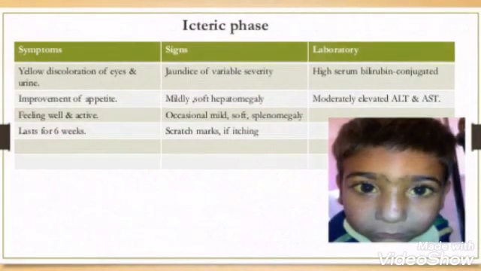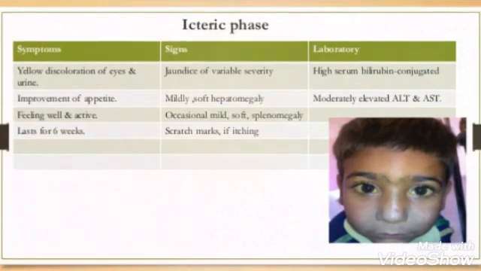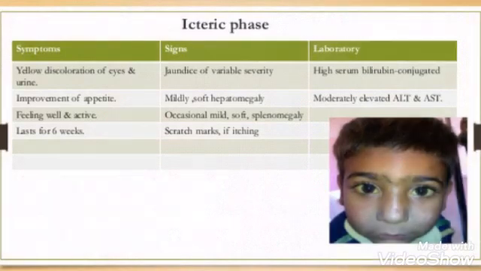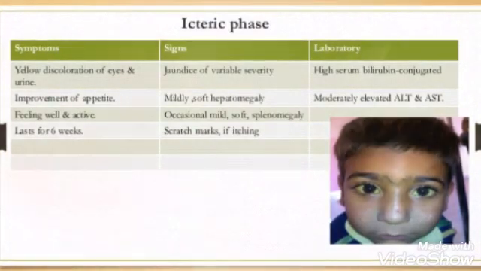Then the signs you can notice are jaundice of variable severity, mild soft hepatomegaly, occasionally mild soft splenomegaly, and scratch marks if itching. So children may have itching and you can see the scratches on the body. Then you can see the splenomegaly and hepatomegaly.